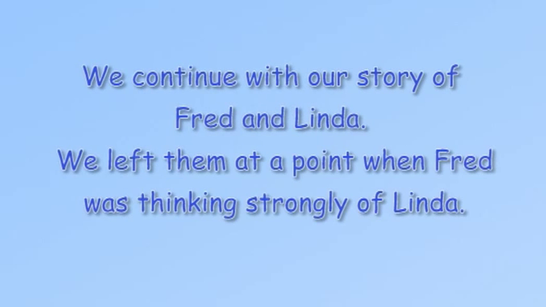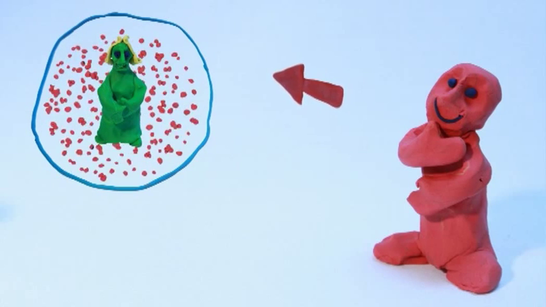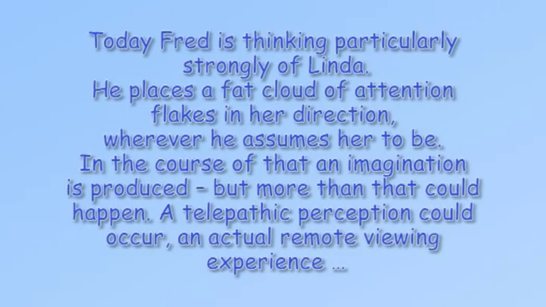We continue with our story of Fred and Linda. We left them at a point when Fred was thinking strongly of Linda. Today, Fred is thinking particularly strongly of Linda. He places a fat cloud of attention flakes in her direction wherever he assumes her to be. In the course of that, an imagination is produced. But more than that could happen. A telepathic perception could occur, an actual remote viewing experience.